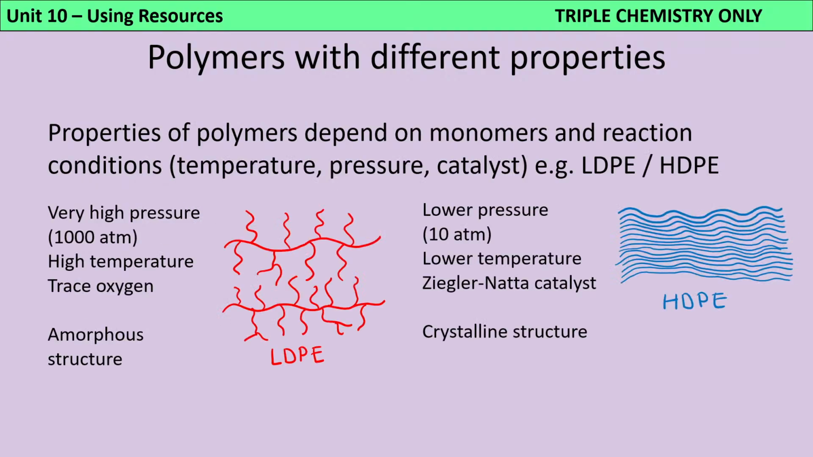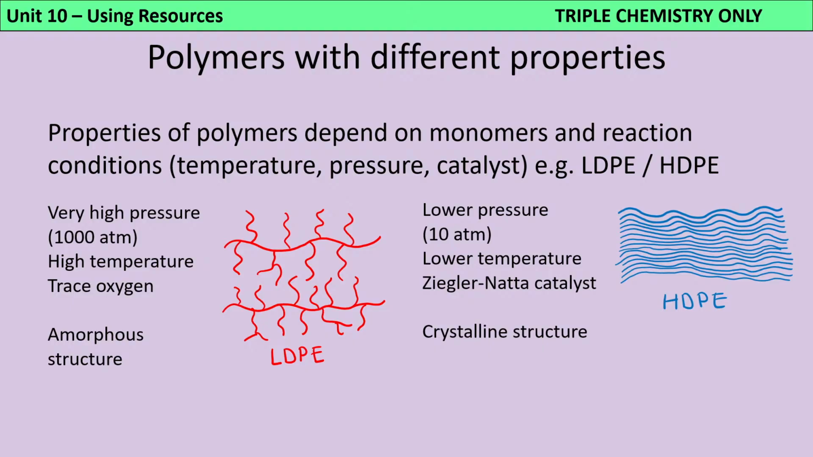Okay, so classic example of polymers with different properties: low density polyethylene and high density polyethylene. So low density is made under super high pressure, pretty high temperature, little bit of oxygen in there as a catalyst, and when the polymer forms, it makes branches, and those branches stop the chains from packing too closely together.